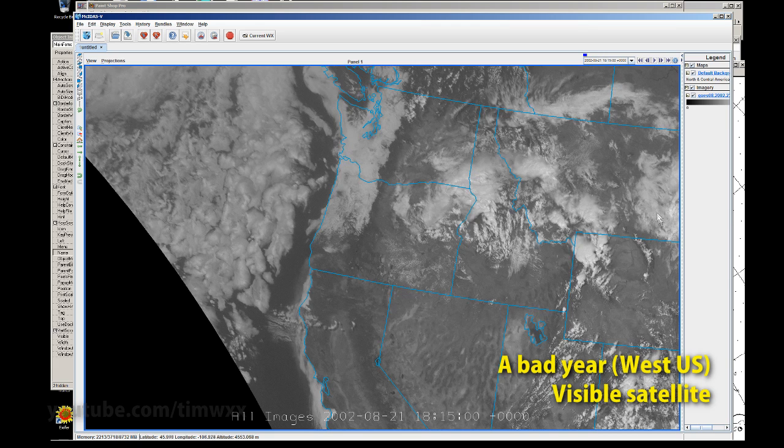And here's another example of a very bad year, 2002. And you can see that some of the marine stratus made it inland, but this time it was stopped not by the coastal range, but by the Cascades.